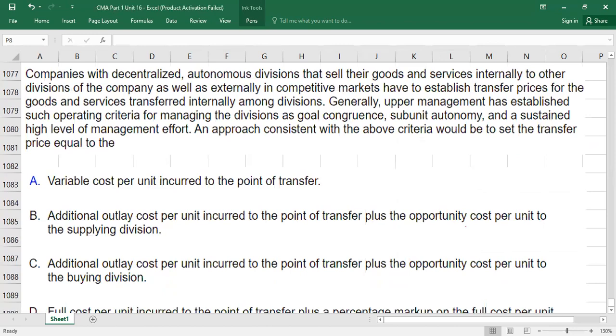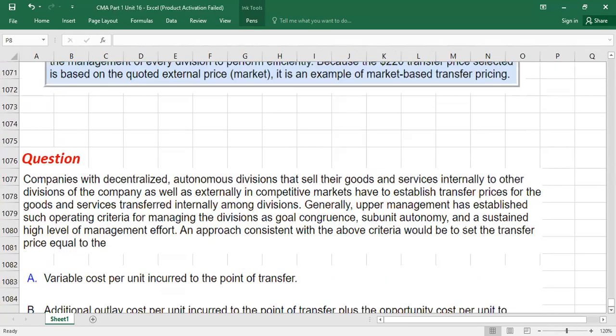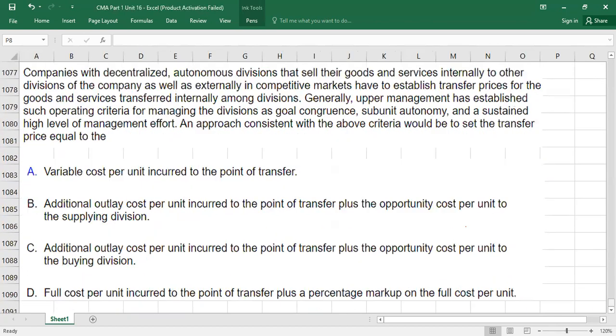So you have another question on your screen. Companies with decentralized autonomous divisions sell their goods and services internally to other divisions of the company, as well as externally in the competitive market. So the selling division is selling internally and in the open market also. They have to establish transfer prices for the goods and services transferred internally among divisions.